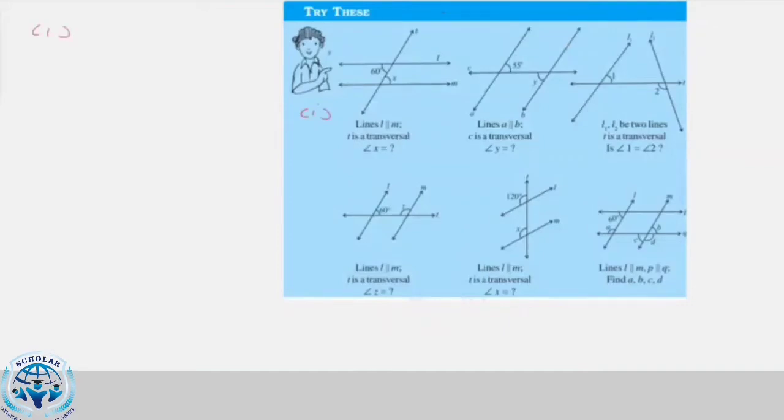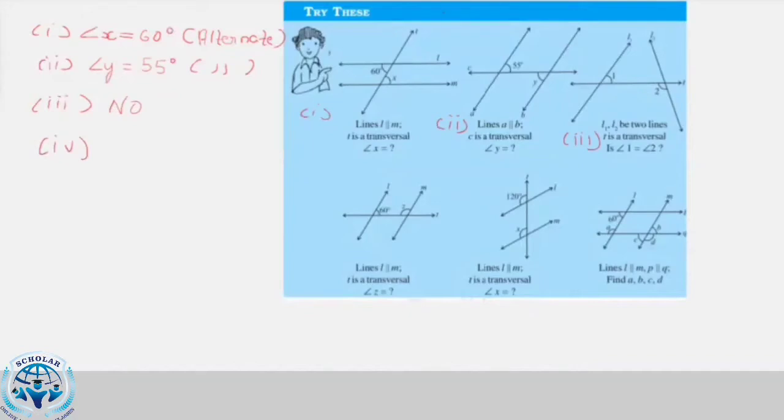The first one, lines L and M are parallel, T is a transversal, so the angle X will be 60 degree because these are alternate angles. In the second one, the same thing, if the lines are parallel and transversal is drawn, Y will be equal to 55 degree because the angles are alternate. And if the lines are parallel, you know alternate angles are equal. In the third one, L1, L2 be two lines. The transversal is drawn. Now, angle 1 is equal to angle 2? No, because lines are not parallel.